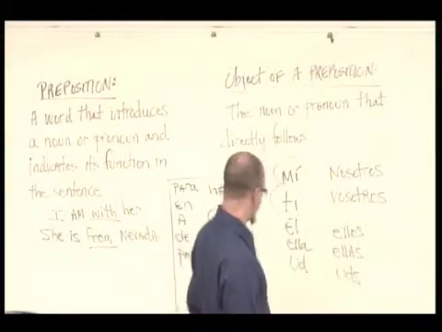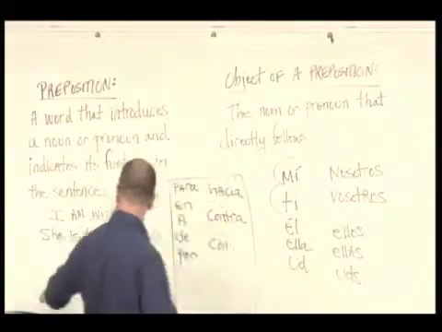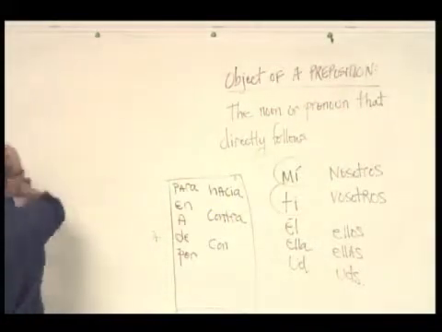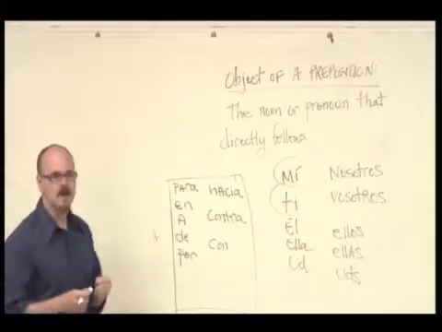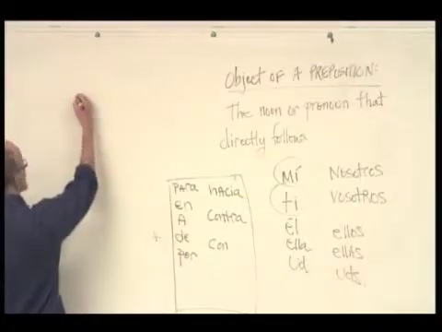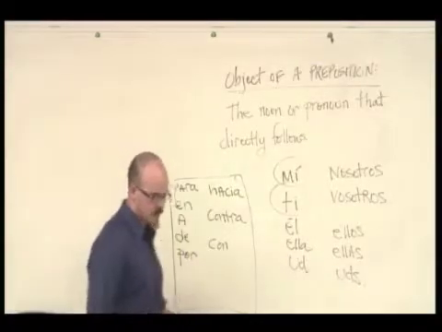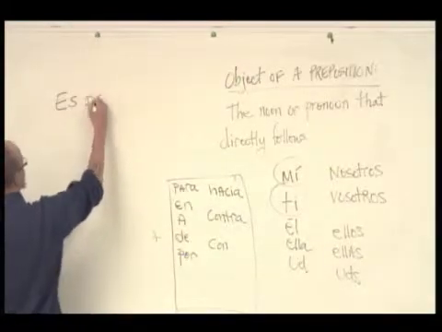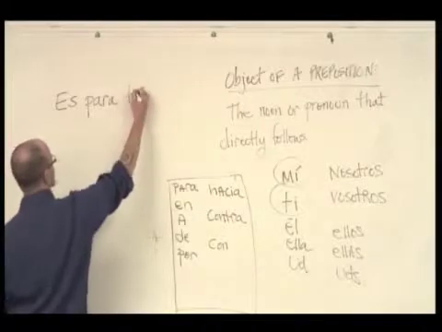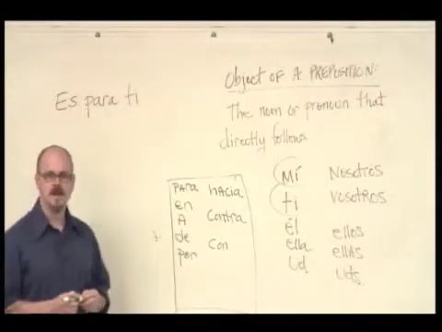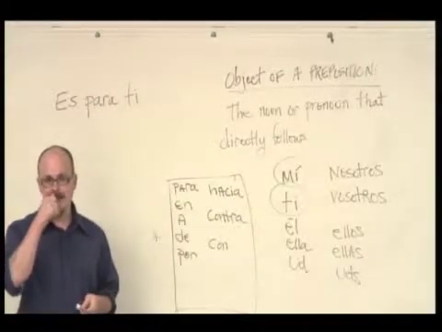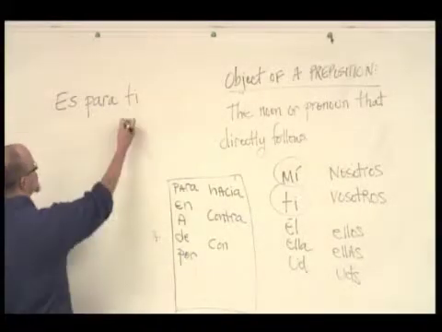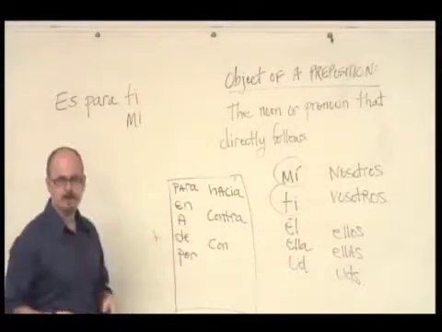So, for instance, if I want to say, it is for you, what am I doing here? Marker. I would say, es para ti. That's how I would say it is for you. I wouldn't say es para tú. I'd say es para ti. And if I want to say it is for me, I'd say es para mí.